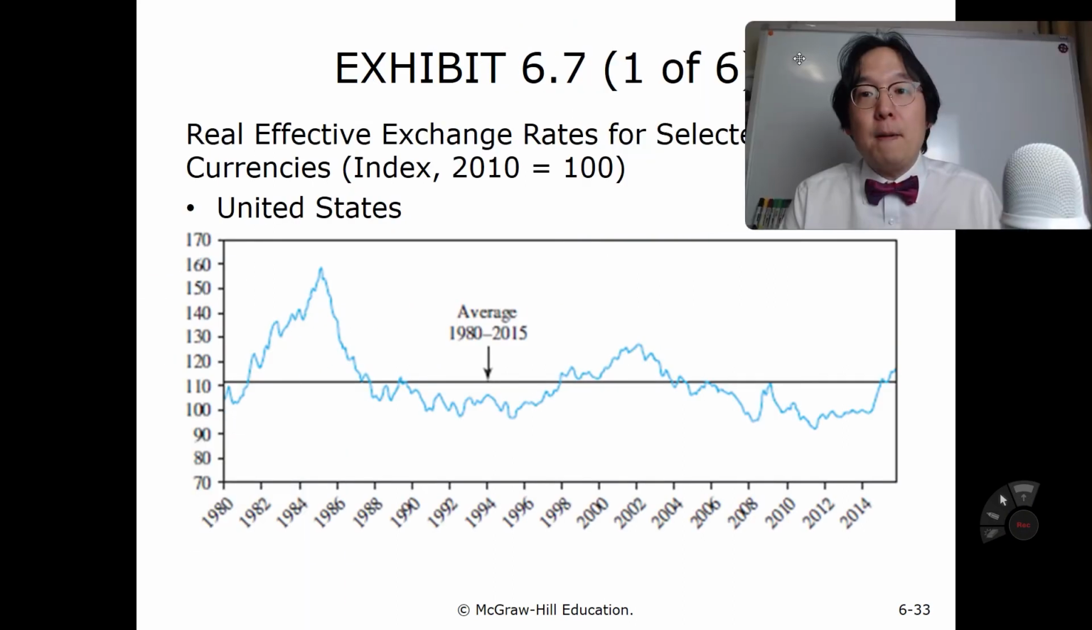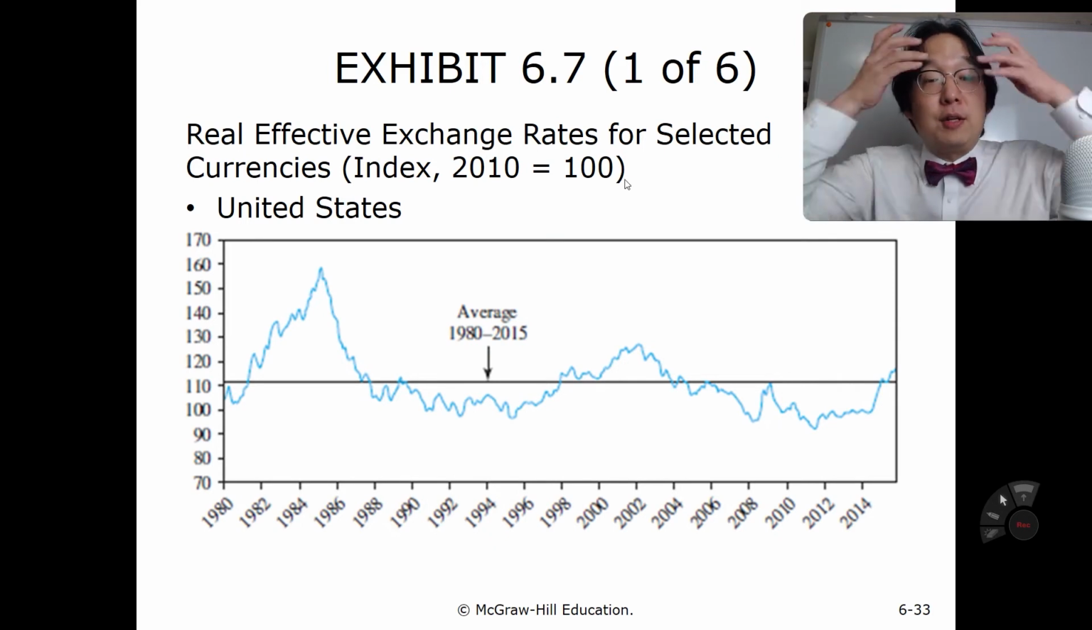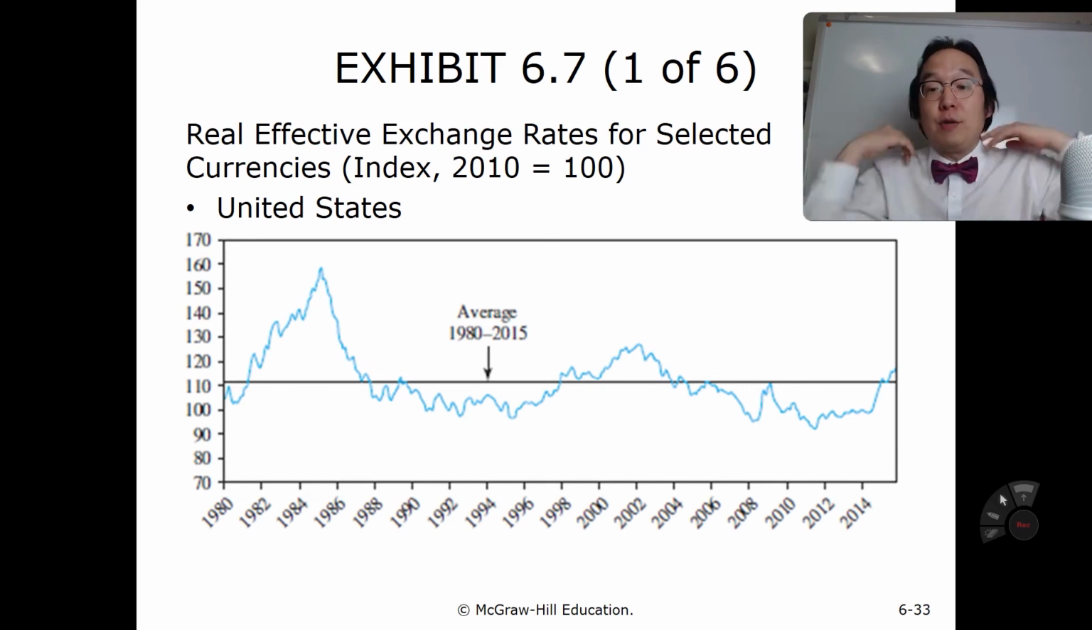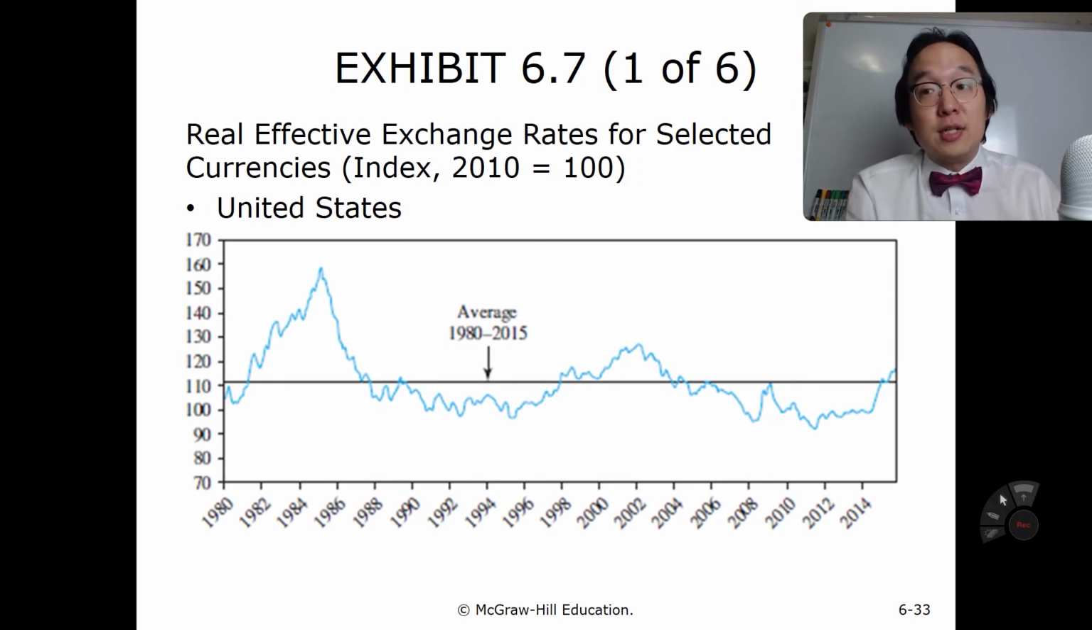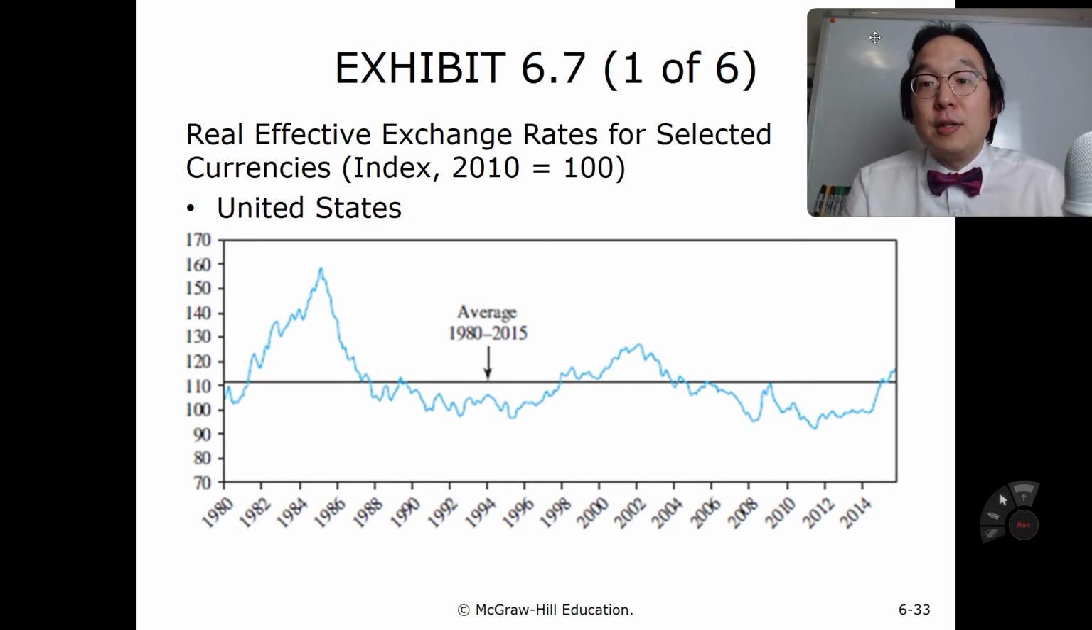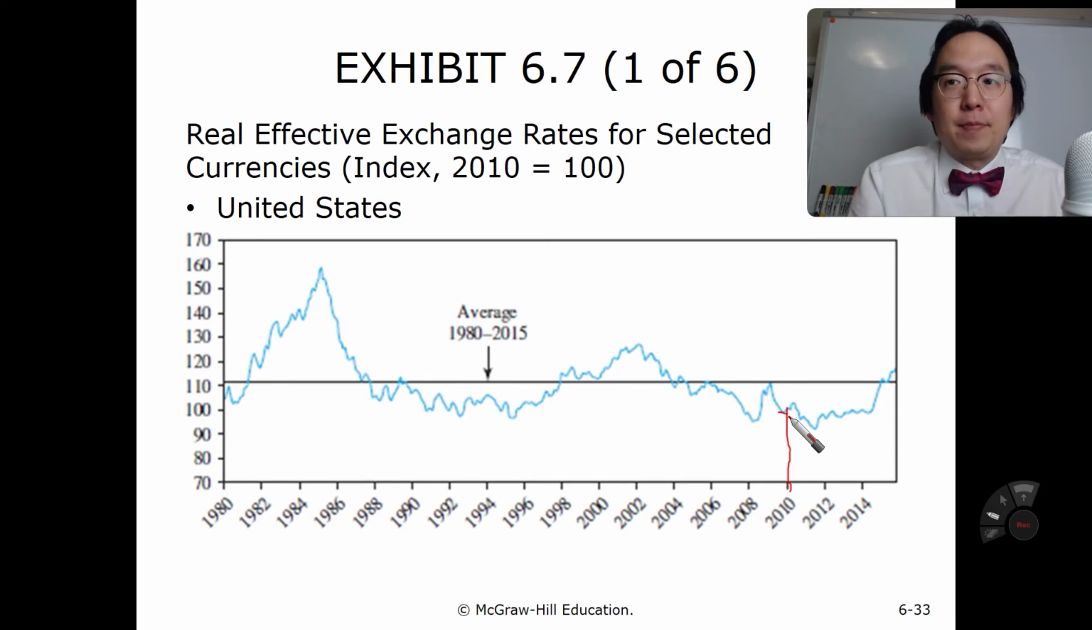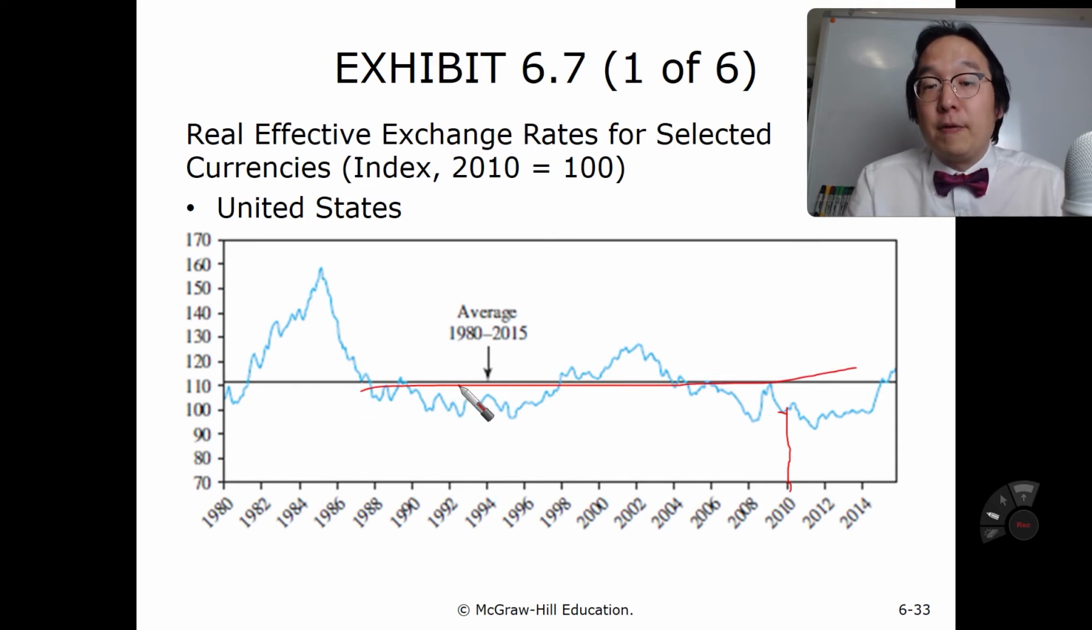What we show is the real effective exchange rates for selected currencies. So in this chart, what you see is the strength of US dollars with respect to major currencies in the world, placing the US dollar's value as of 2010 as 100. 2010 is over here. This is 100, and compared to this, how has the US dollar been performing relative to a basket of other currencies? That is the idea of effective exchange rates. And then here's the average strength of the effective exchange rate of the US dollar.